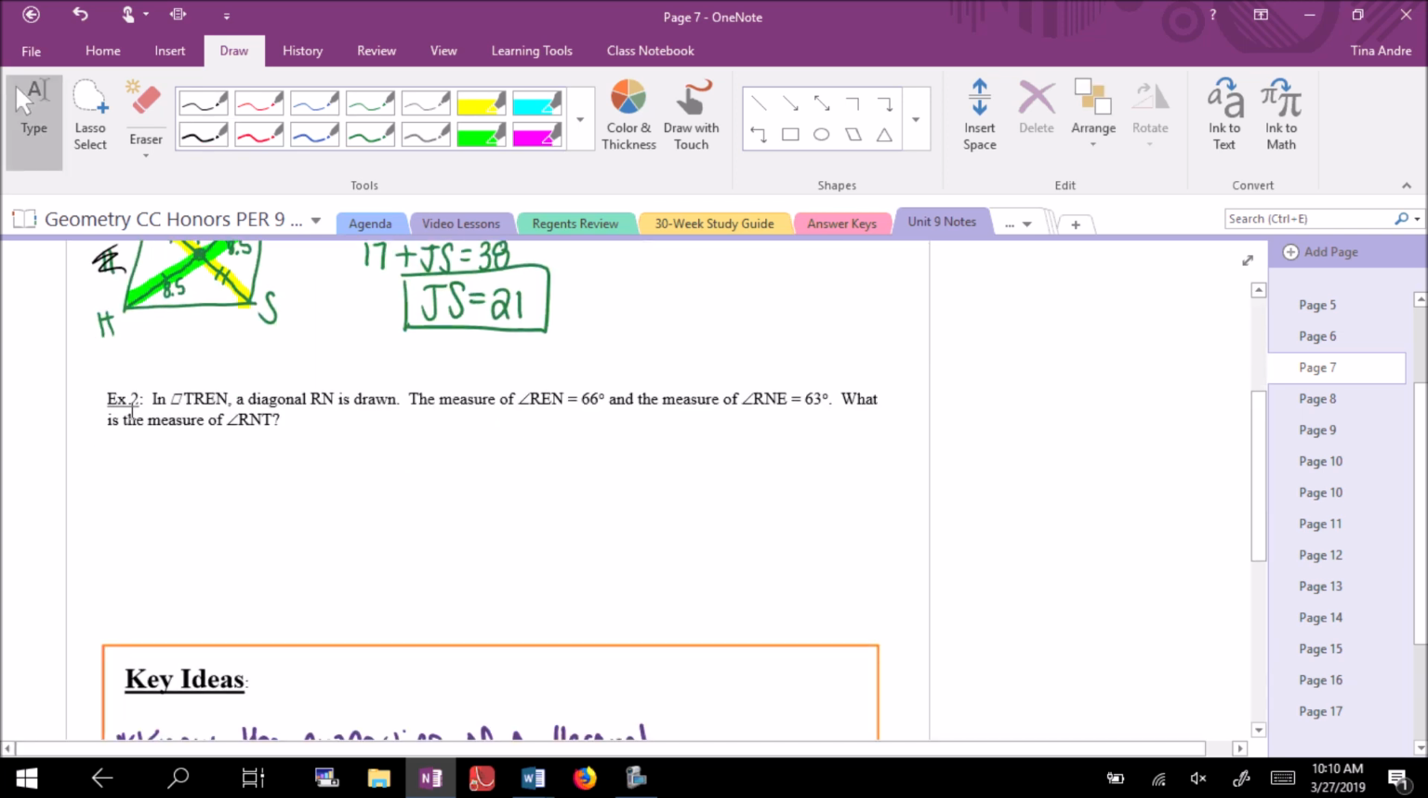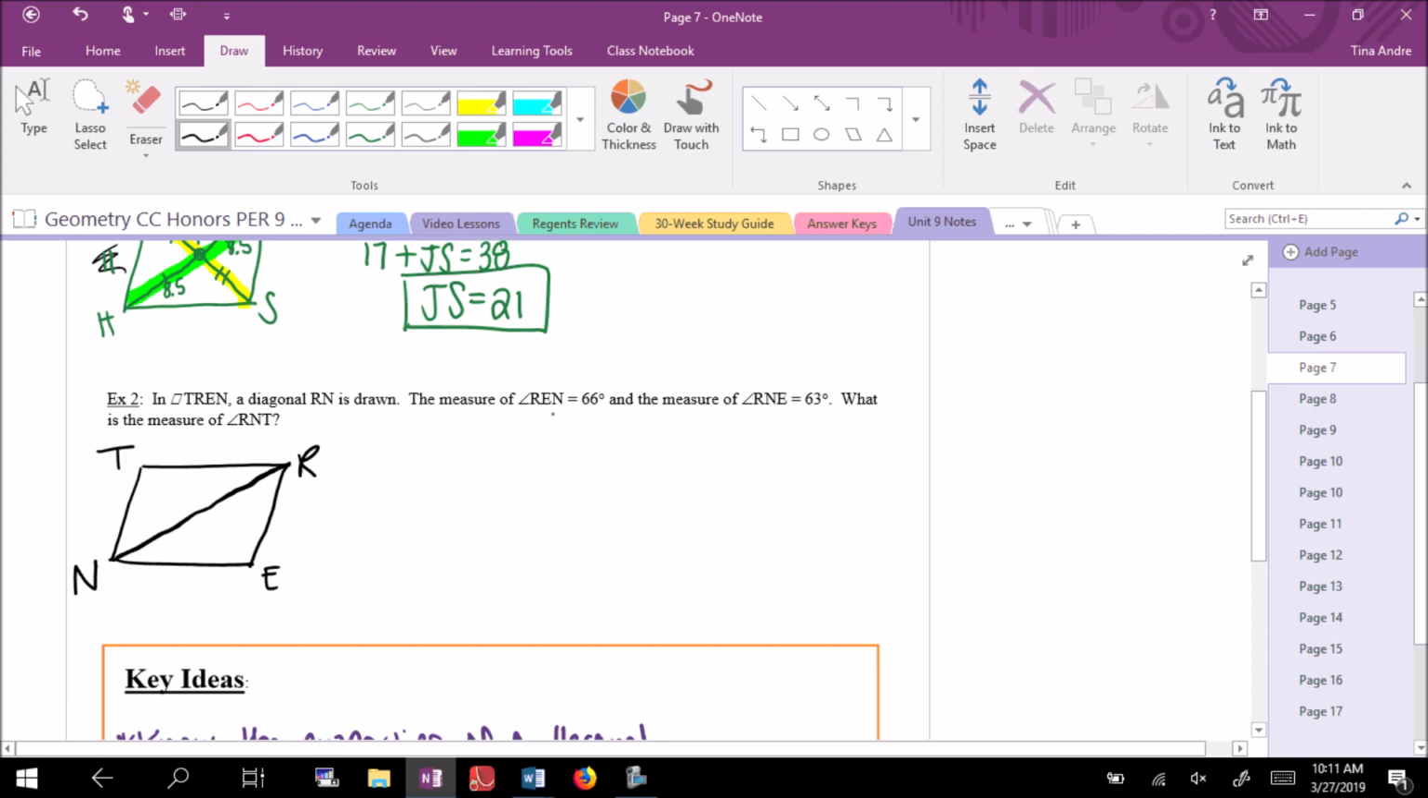So let's try another example. In parallelogram TREN, let's start with our picture. So we have our parallelogram. And again, start your labeling at T, going around the parallelogram. It doesn't matter where you start. It says the diagonal RN is drawn, so I'm going to go ahead and draw that in.